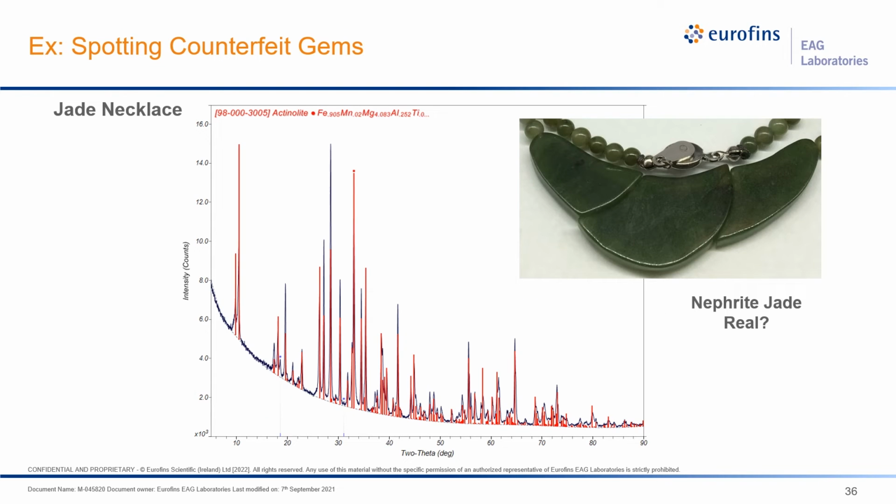Next, we looked at the necklace. Here we have a somewhat more complicated XRD pattern. However, we can see that the spectrum matches very well to actinolite, which is the umbrella term for minerals that include nephrite. So thus far, this one appears to be real. We'll see.